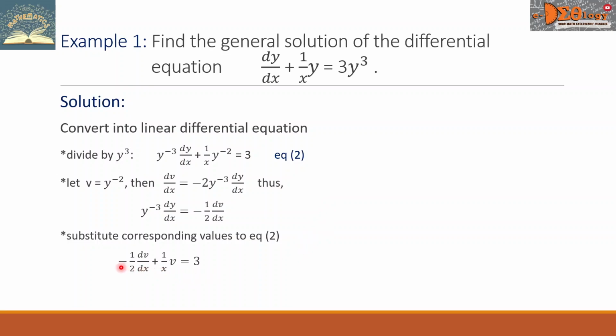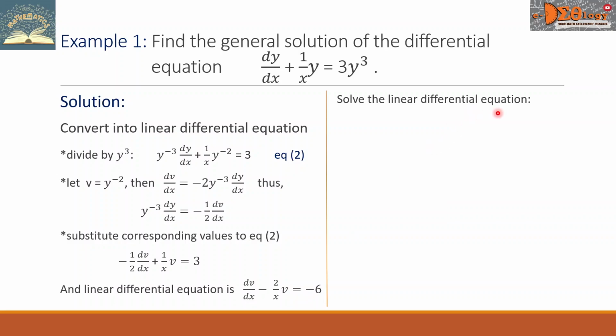So equation 2 now becomes negative 1/2 times dv over dx plus 1 over x times v equals 3. We want to show that this equation conforms with our linear differential equation. Let us multiply this by negative 2. So we will have this new linear differential equation as dv over dx minus 2 over x times v equals negative 6. Let us solve the linear differential equation. We can collect the values of p and q. And these are p equals negative 2 over x and q is negative 6.